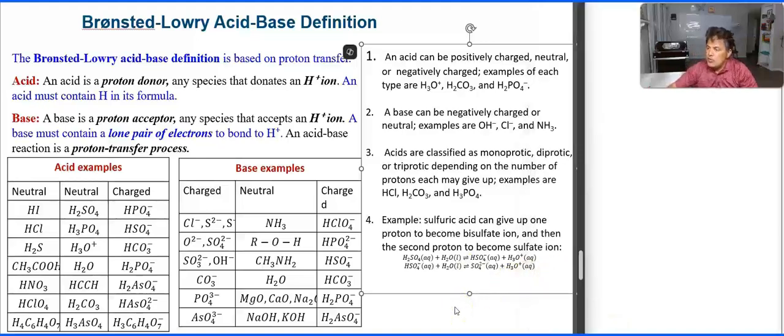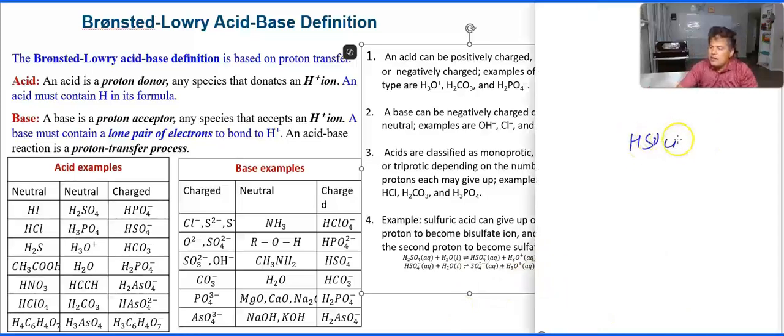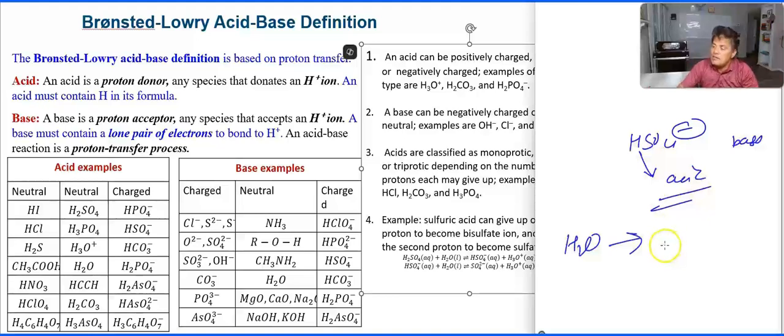So for example, HSO4 minus. It has a minus charge. That's why it is a base. It can give you hydrogen. That's why it is an acid. It is both. For example, H2O also. H2O can be a base also, H2O can be an acid also.